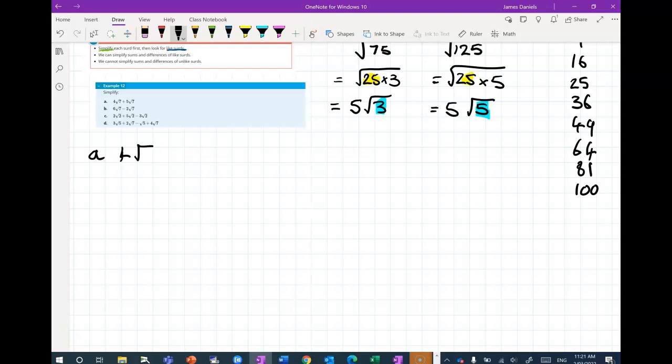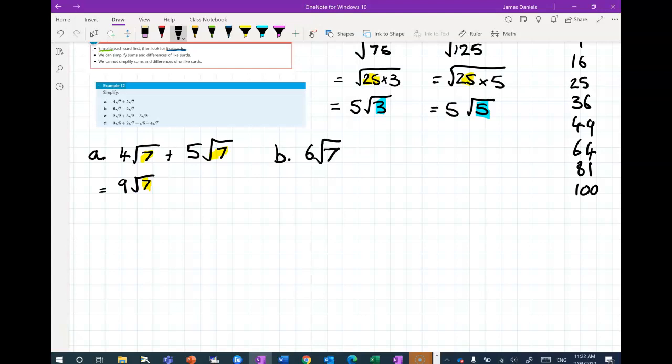4 square root 7 plus 5 square root 7. Both are already simplified. Now we look for this concept of like surds. If I have 4 lots of root 7 plus 5 lots of root 7, 4 plus 5 is 9, so I'd have 9 lots of root 7. Notice the root 7 stays there. So it's 4 lots of them plus 5 lots of them creates 9 lots of root 7. Example B.